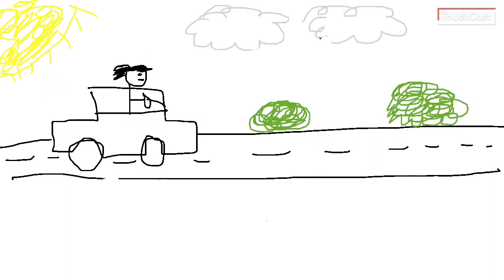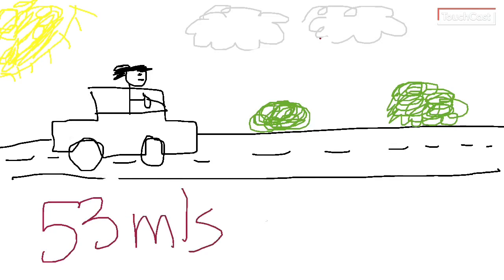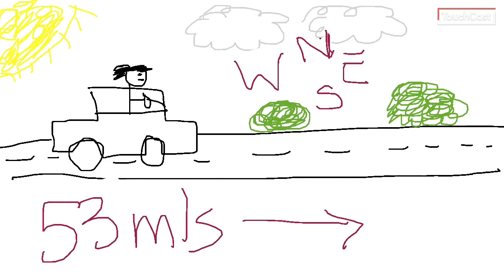Now we need an example for a velocity. Here is a random person. They are traveling 53 meters per second. And in order to make this an example of velocity, I need a direction. Well, they are clearly traveling to the right. But if we're talking about direction, never eat soggy waffles. That means they are traveling east. So my velocity is 53 meters per second east.